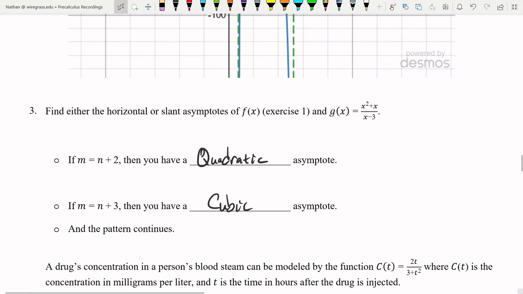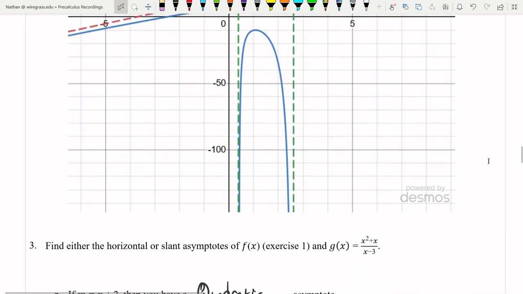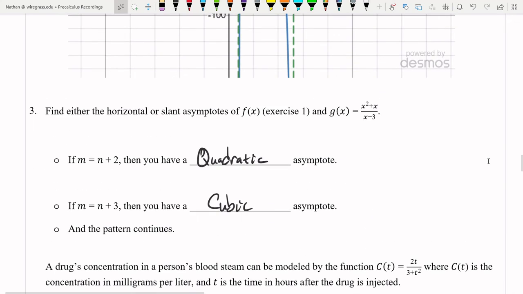And it always fits this kind of idea where this one was a line, but if it's quadratic, it's going to be a parabola eventually. And that's how the horizontal or slant or quadratic or cubic asymptote always works. It always affects the end behavior.